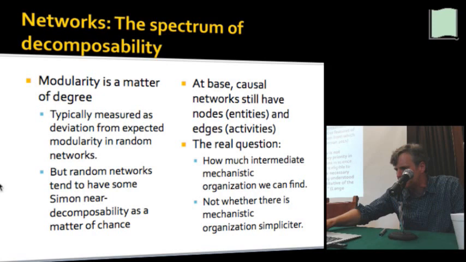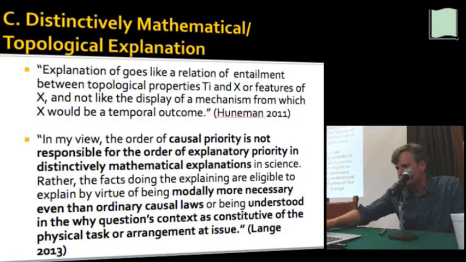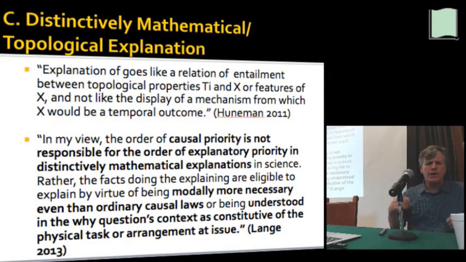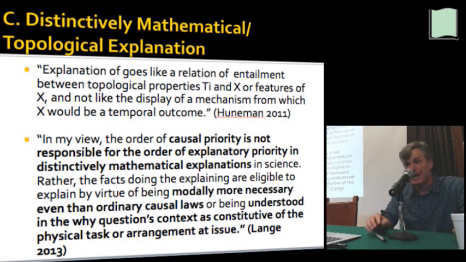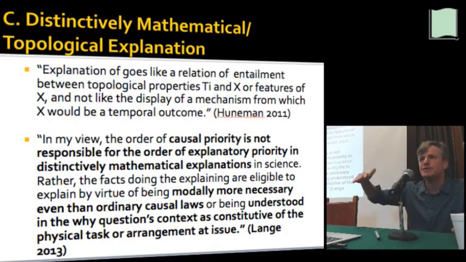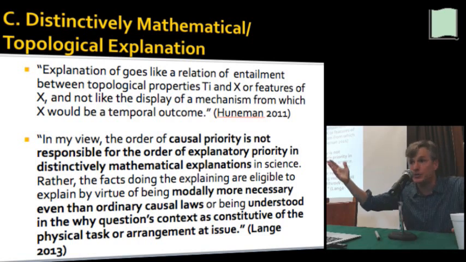Okay, the third reason that people have suggested that networks provide a non-mechanistic form of explanation is that they say it provides a distinctively mathematical form of explanation. Here we are dealing with a form of mathematics and the things that follow from that mathematics. Philippe Huneman in 2011 describes mathematical explanation as a case in which you can derive some features of the system by mathematical necessity from certain mathematical truths about the system.